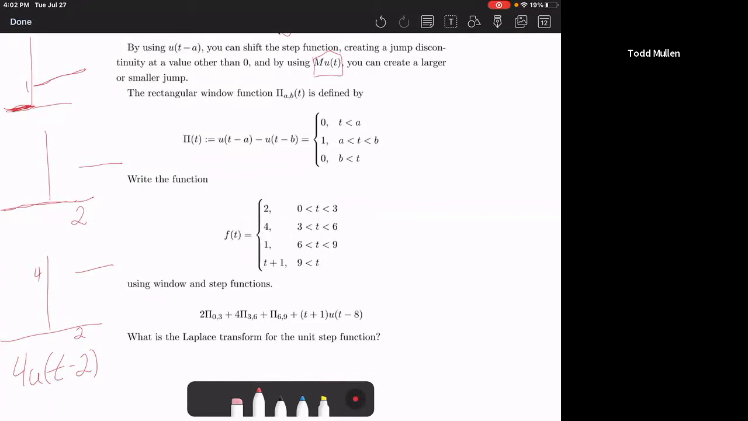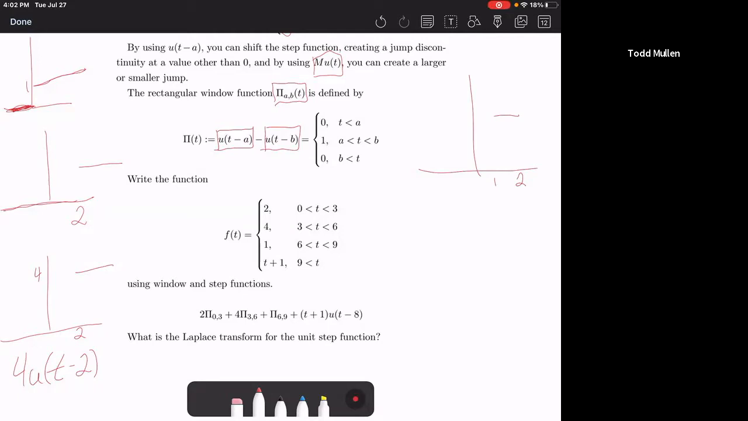The rectangular window function, written like so, capital pi sub a b of t, is defined by the unit step function of t minus a minus the unit step function of t minus b. So it's 0 for t less than a, 1 for t between a and b, and 0 for b less than t. It may look something like this, where it only goes from 1 to 2 and then it stops, whereas the unit step function, as soon as it starts, goes on for infinity.